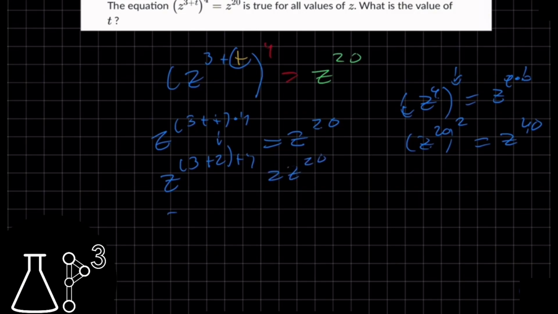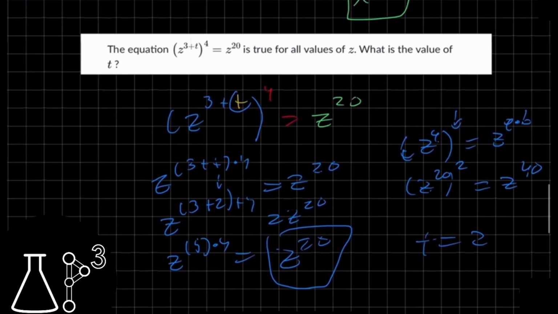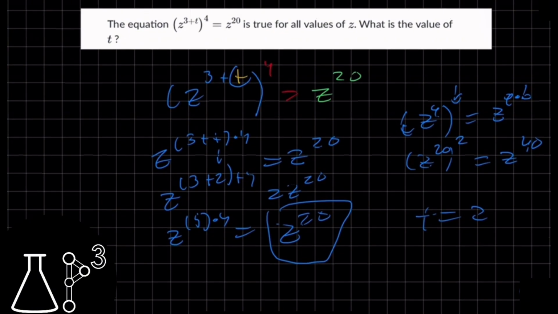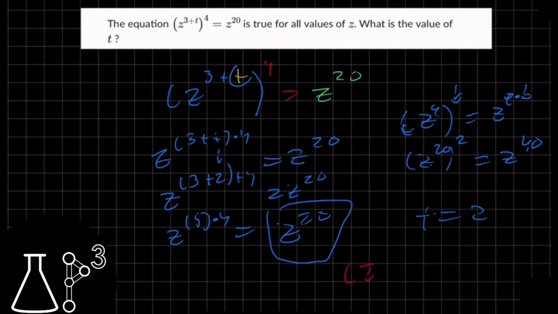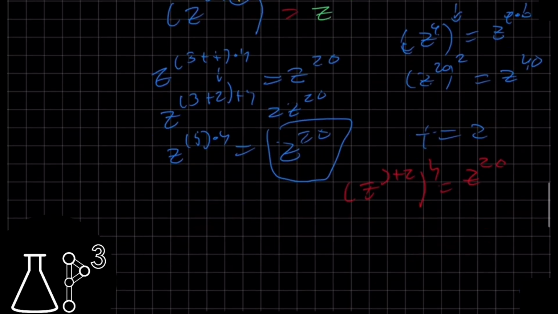We get z to the power of 5 multiplied by 4, which then equals z over 20. So the t value will equal 2, because if t equals 2 and we plug it into the first equation, we get z to the power of (3 plus 2) in parentheses, to the power of 4, which equals z over 20. We get z in parentheses to the power of 5.